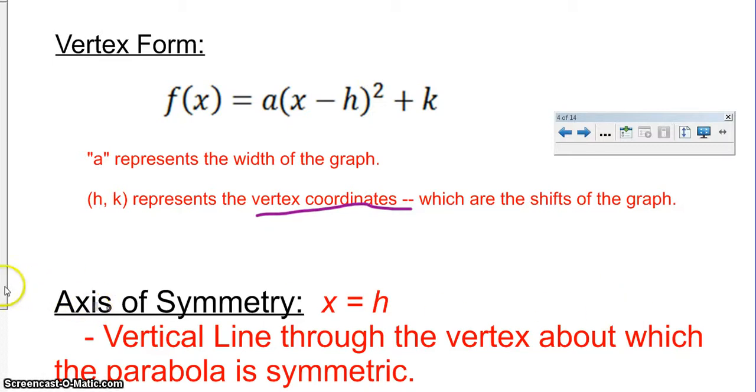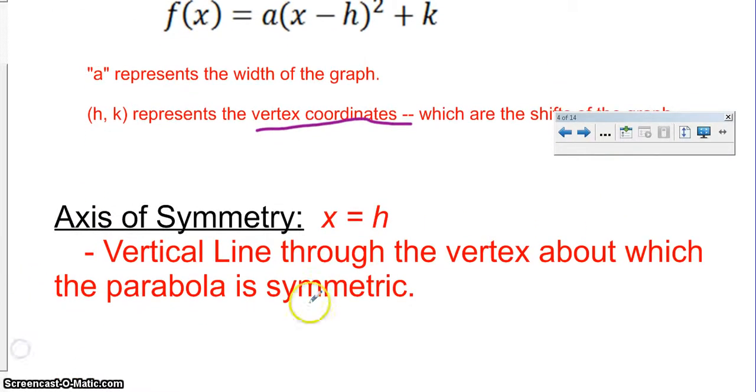Something that we haven't discussed yet, but I know you talked about in Algebra 2, is axis of symmetry. Axis of symmetry is basically just the x value of your vertex. But it is a line, a vertical line. So when we are asked for the axis of symmetry, we need to give an equation, a linear equation. So the linear equation is always going to be x equals whatever that h value is. And it's basically a vertical line through the vertex, about which the parabola is symmetric. So on left and right, you will have symmetrical points.